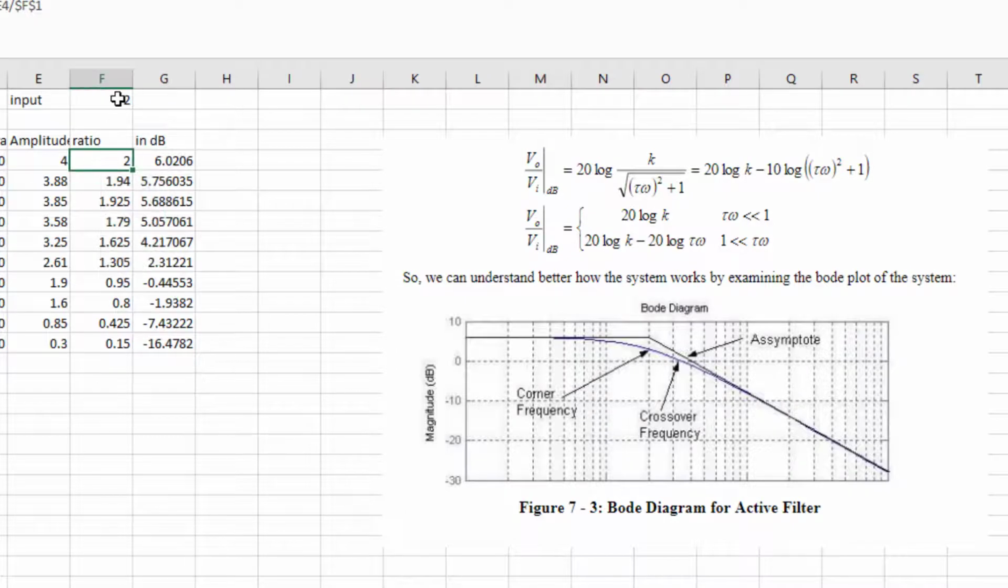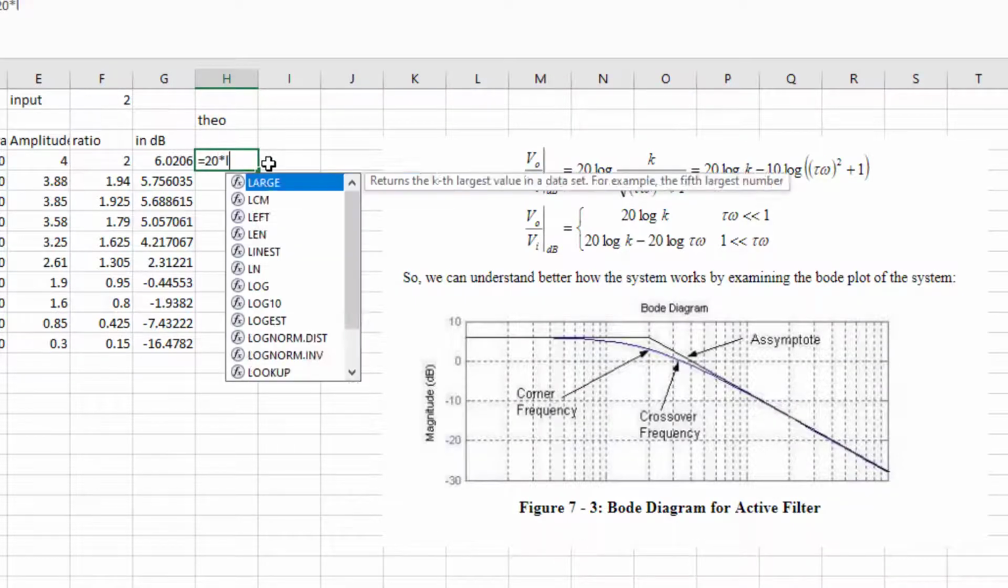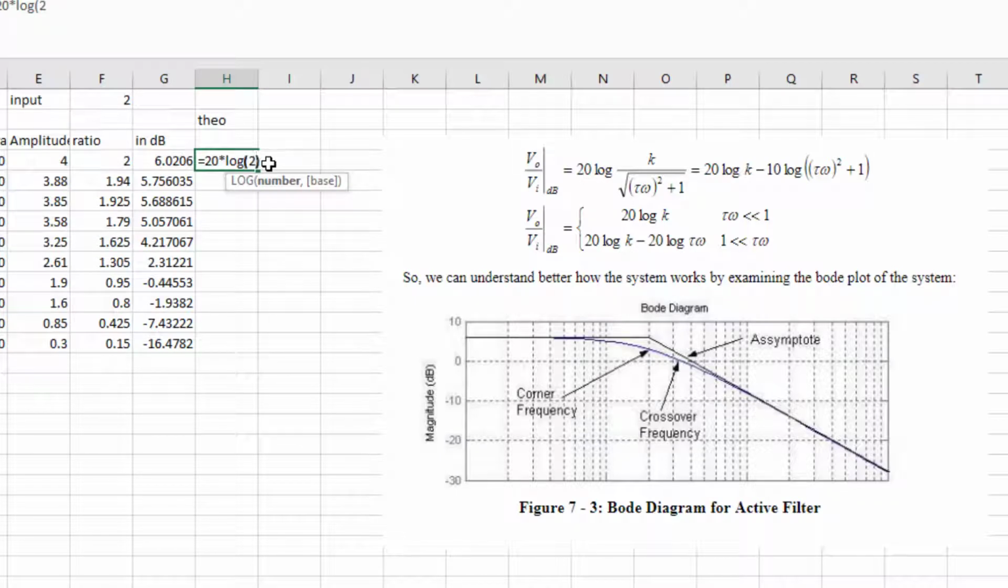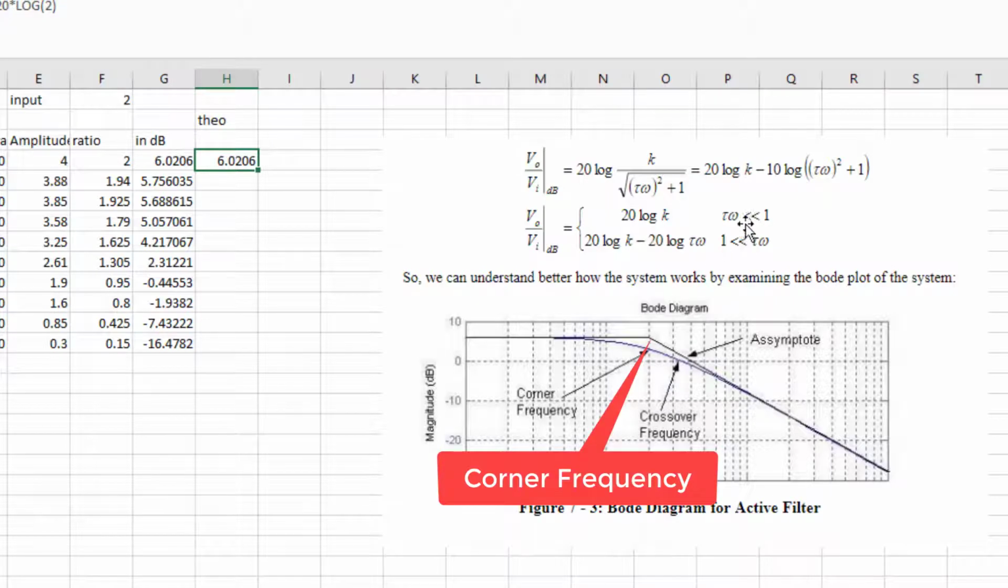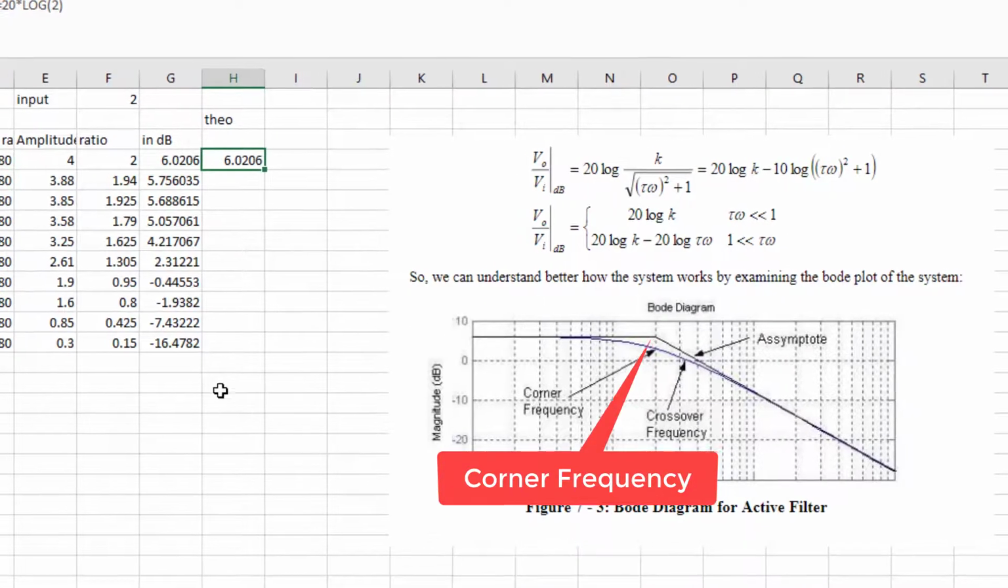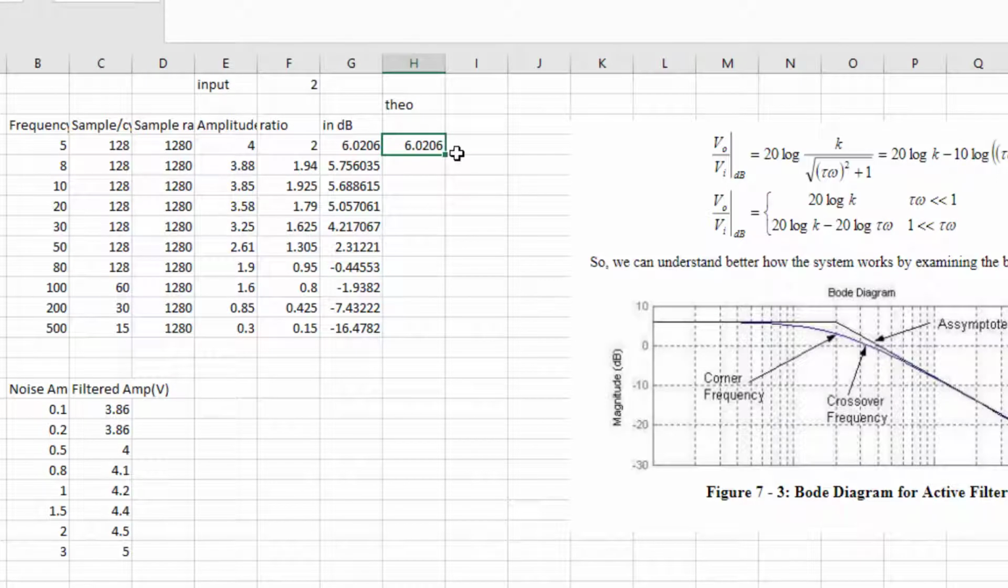You can see the input of 2 was amplified by 2 to get an output of 4. So this will be the theoretical one, equal to 20 times log of 2. And it remains the same until omega becomes the crossover frequency, so until this equation holds. So until 50 Hertz, the same equation applies. You can copy it all the way down until 50.